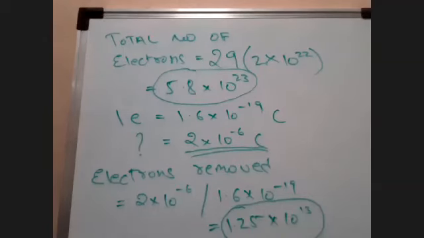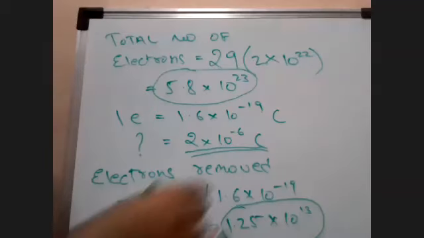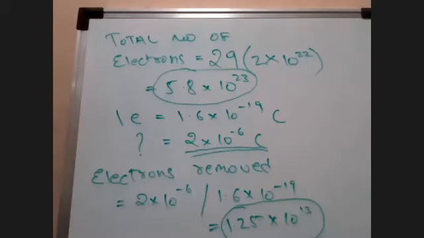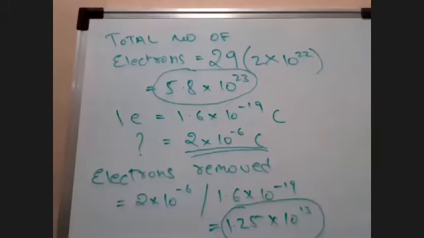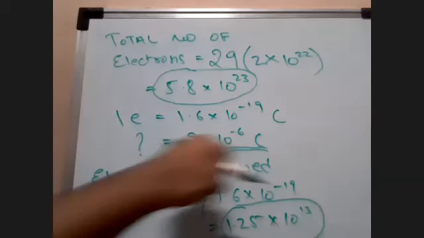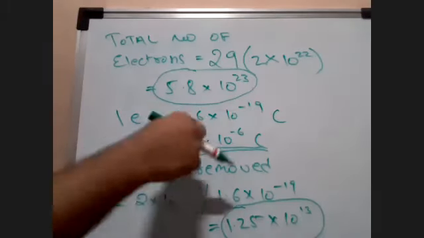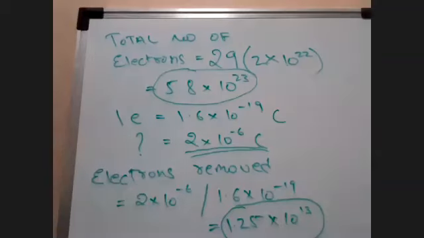We know that one electron has this much charge. 2 microcoulombs is basically 2 into 10 raised to minus 6 coulombs. So we want to know how many electrons 2 into 10 raised to minus 6 coulombs is. I did 2 into 10 raised to minus 6 coulombs into 1 electron divided by 1.6 into 10 raised to minus 19, and that gives 1.25 into 10 raised to 13.